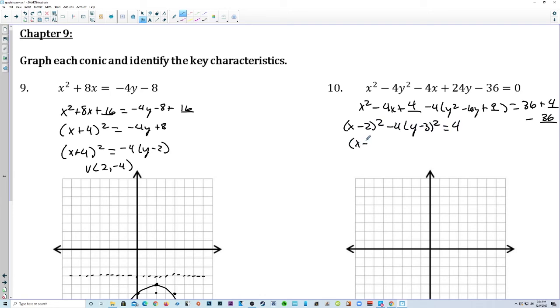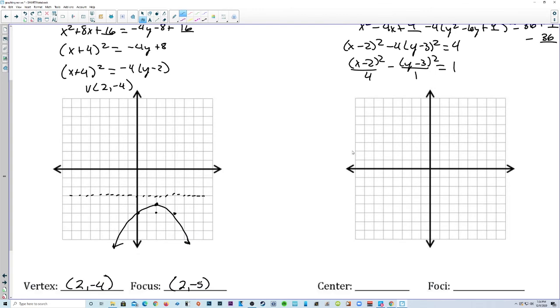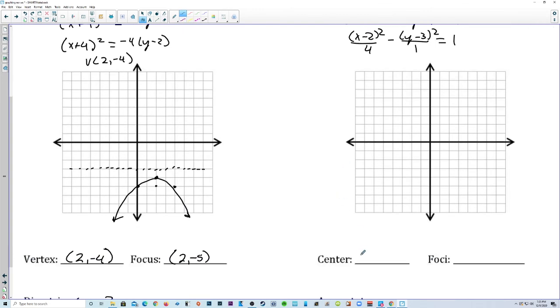And we're going to divide by 4. That's going to be y minus 3 squared over 1. We don't have to put that, but it's over 1. The center is 2, 3. 1, 2, 1, 2, 3. There's the center. We're going to go right and left 2. Up and down 1.